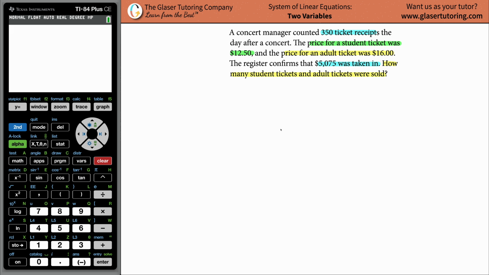Now, the best piece of advice that I could give you is always start off with your variables, right? Go and see what they're asking for and write down the variables. In this case, the question was saying, how many student tickets and how many adult tickets were sold? That's the question. We don't know, right? There was a total of 350 tickets, but I don't know if it's an even split. I don't know if there was like 100 and 250 tickets, 100 for student, 250 for adult. I don't know. So that's what we're trying to solve.